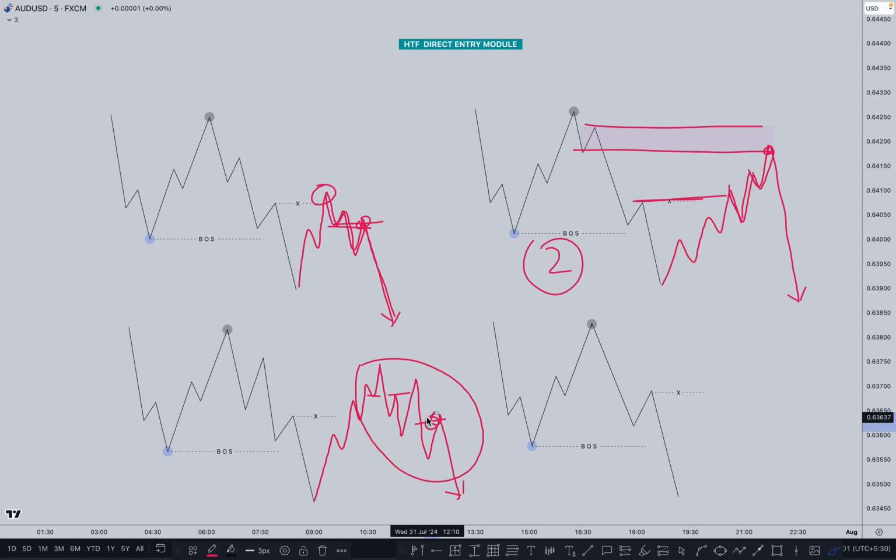I'm very sure that if you understand how structure works in a higher time frame and how we can take entry, then this becomes very easy for you. Okay. Now let's understand diagram 4. In this diagram 4, what happened here?